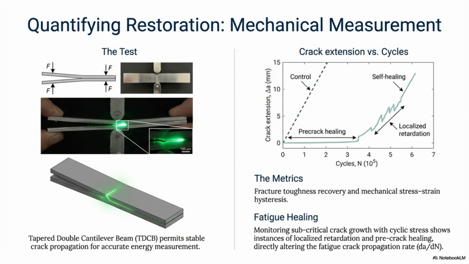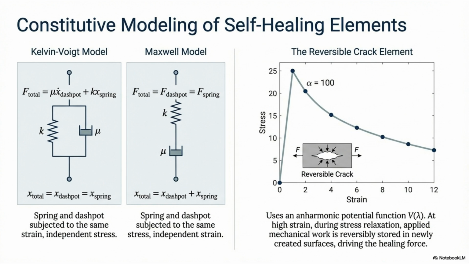Mechanical damage cleaves bonds, generating stable free radicals. UV light can trigger healing in polyurethane networks, provided the radicals have low oxygen sensitivity for successful chain end rebonding. Restoration is quantified using mechanical measurement tests, like the tapered double cantilever beam.